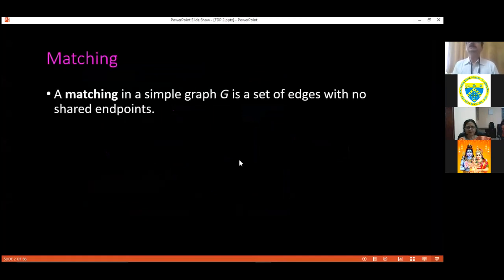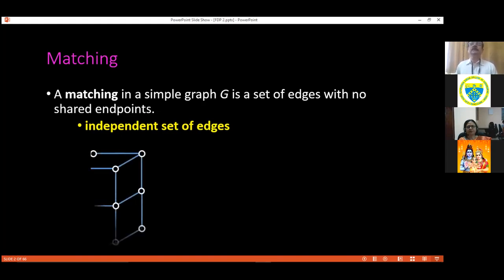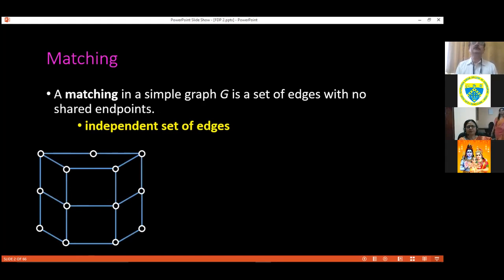What is a matching? Let us see what is a matching. A matching in a simple graph is a set of edges with no shared endpoints. That is also called an independent set of edges. A matching is a set containing some of the edges of the graph G such that if you take any two edges, they don't have a common end vertex. That means they form an independent set of edges. For example, let us take this graph.